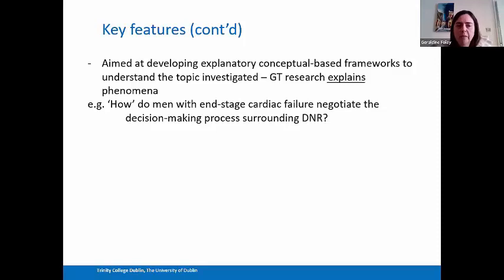For example, a question might be: how do men with end-stage cardiac failure negotiate the decision-making process surrounding DNR? That's a how question. It is very suited to using GT methods to answer and explain that process.